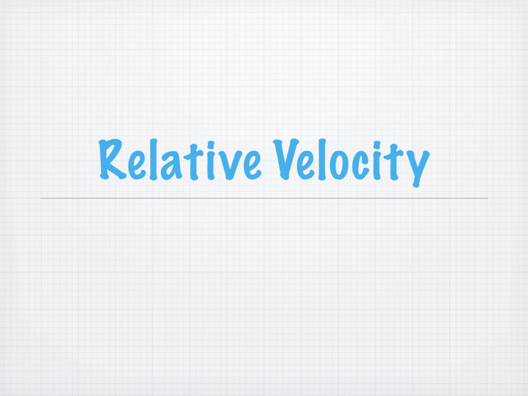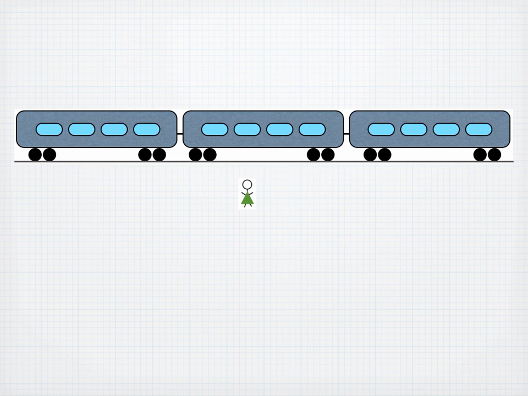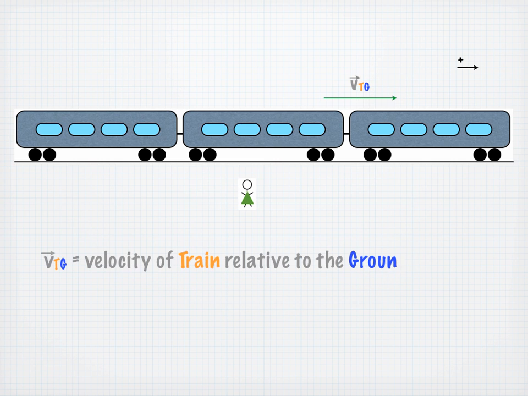Relative velocity. Let's say my sister is leaving on a train trip, and I am standing by watching her go by on the train. We'll assign right to be the positive direction. The train is moving to the right at 7 meters per second relative to the ground. We'll call this velocity vector vtg, with t referring to the train and g referring to the ground.